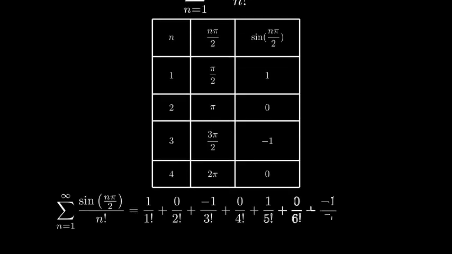So our series can be written as sine of pi over 2 over 1 factorial, plus sine of pi over 2 factorial, plus sine of 3 pi over 2 over 3 factorial, plus sine of 2 pi over 4 factorial, and so on. Now let's look at the actual terms of our series.